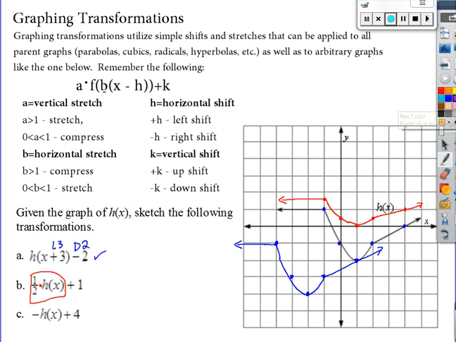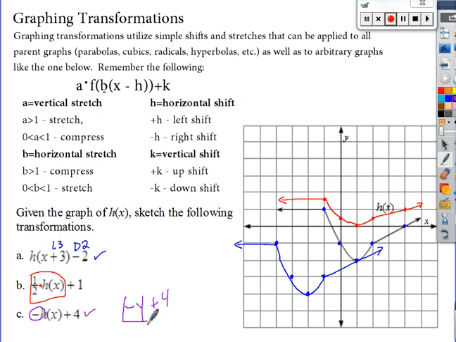And last here I have letter C. And that negative value there is actually going to be a reflection, a vertical reflection, so over the x-axis. And up 4, again, order of operations must apply. Now, the part that some people struggle with here is they see that negative h of x, they get a little confused about what happens. Remember, h of x is a fancy way to say y, so negative y plus 4.